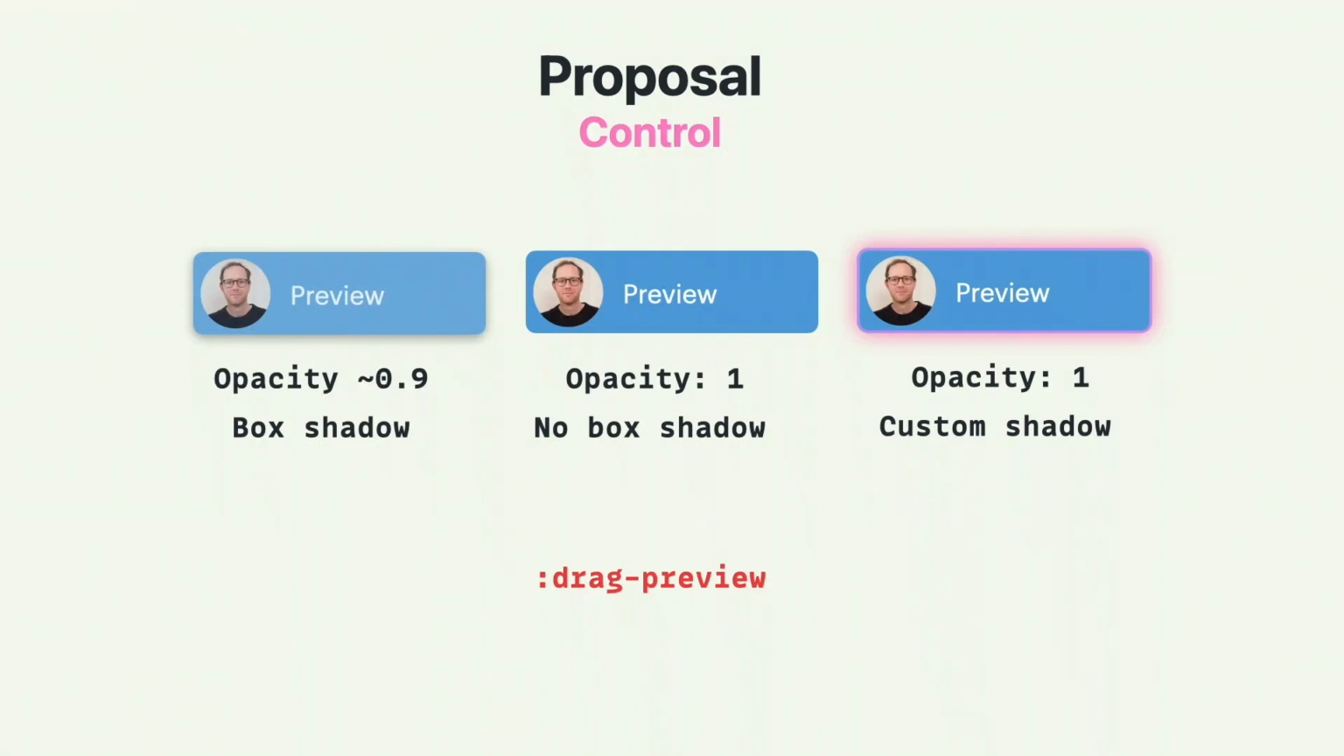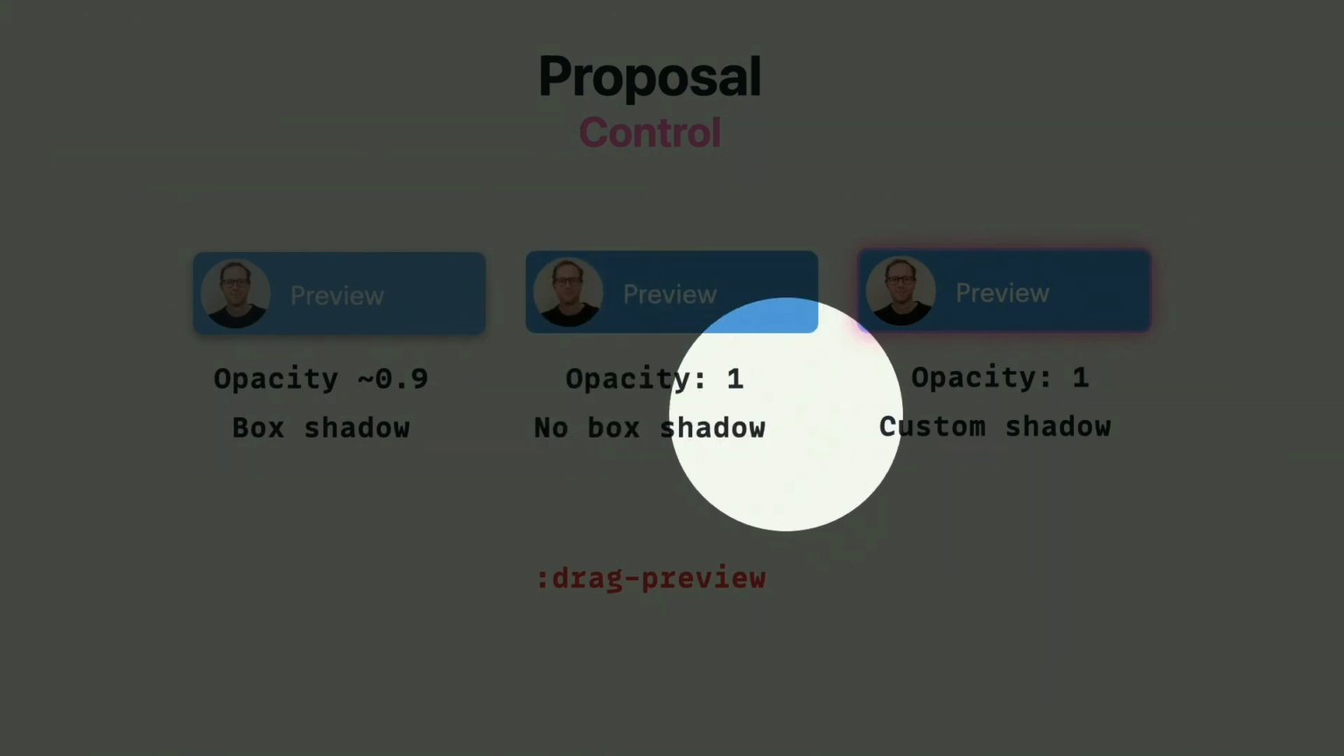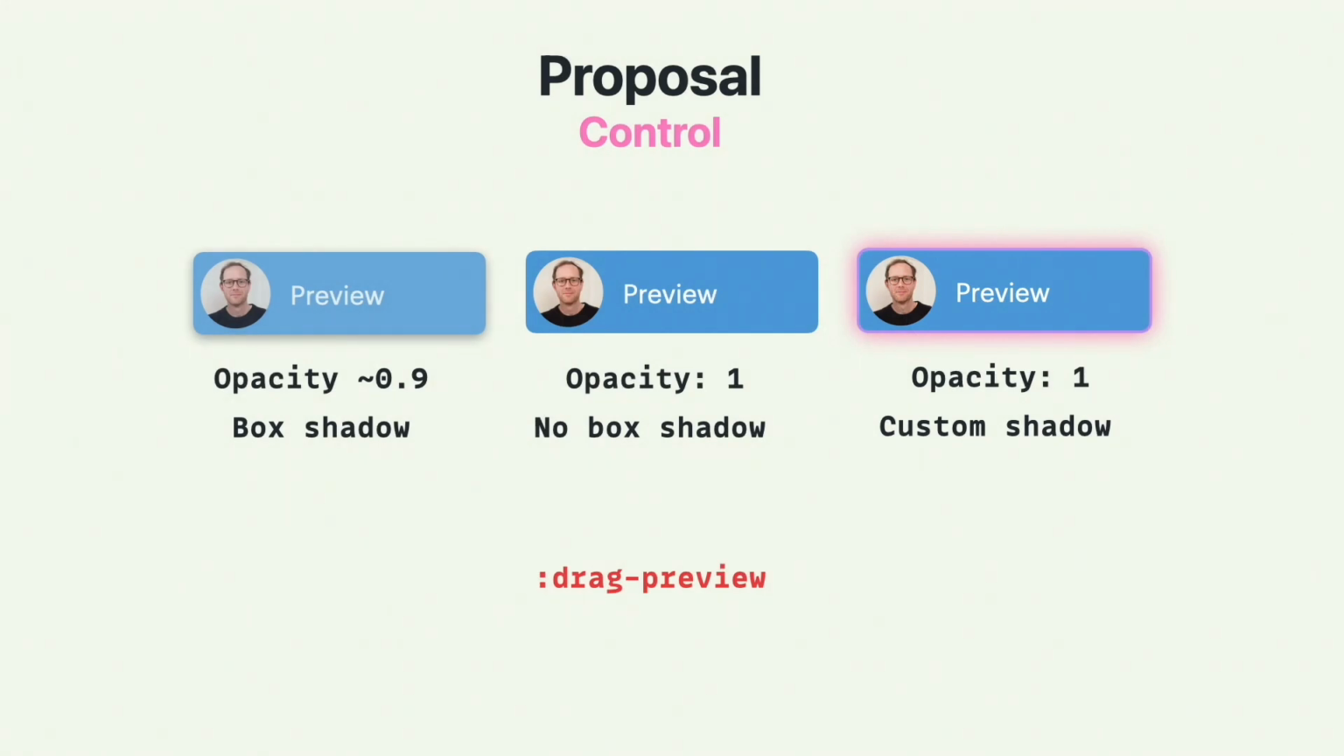I think maybe we could just add a pseudo selector to an element that's being used as a drag preview, and any styles on there would override the default ones. So we could explicitly say, hey, I actually want opacity 1 and no drag preview, or I want no box shadow, or I want a custom shadow. This would be great.